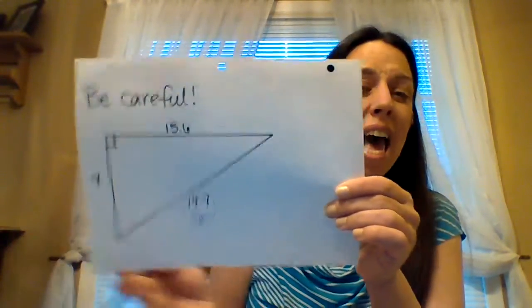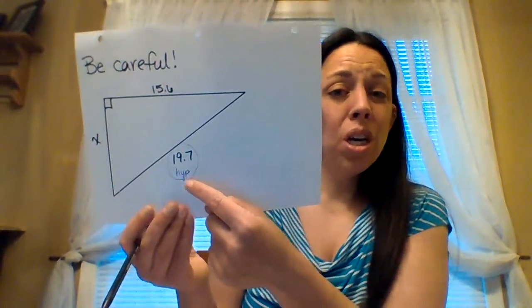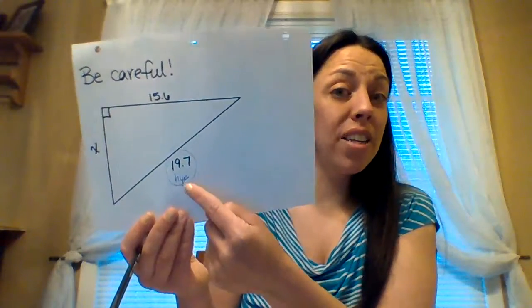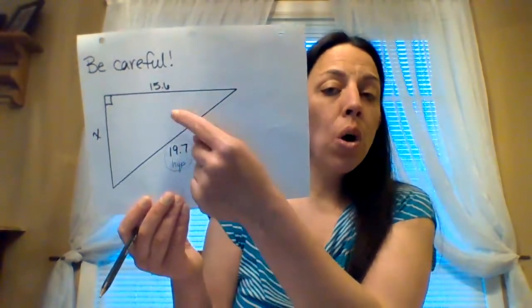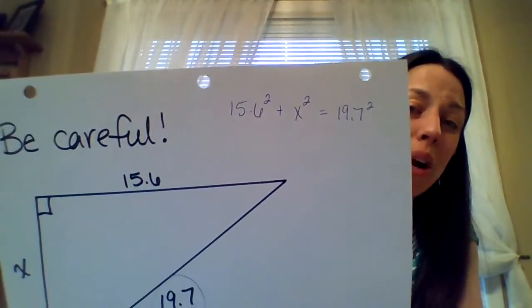And so x has to be on a side, not with the hypotenuse. So remember, I said the hypotenuse has to be on the side by itself. What are my two legs? Good. 15.6. So I've got to square that. My other leg is x. So I've got to square that. And my hypotenuse is 19.7, and I have to square that.